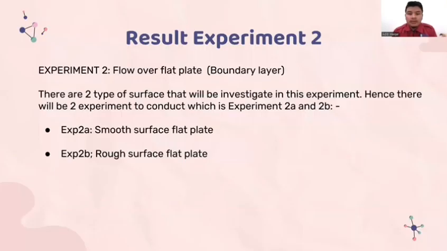Assalamualaikum and my name is Muhammad Adib Haikal bin Zainuddin, and I'm going to present the result for experiment 2, which is experiment 2A. Okay, experiment 2, flow over flat plate boundary layer. There are two types of surface that will be investigated in this experiment. Hence, there will be two experiments to conduct, which are experiment 2A and 2B.